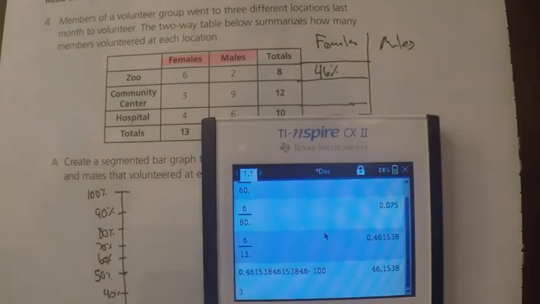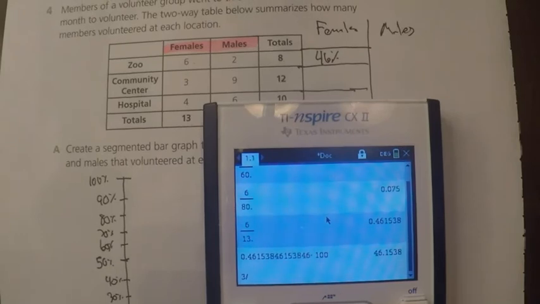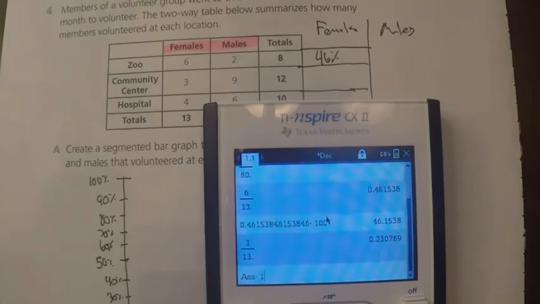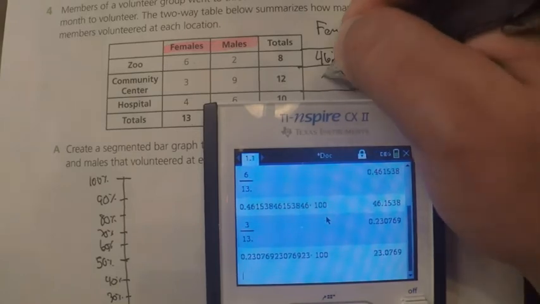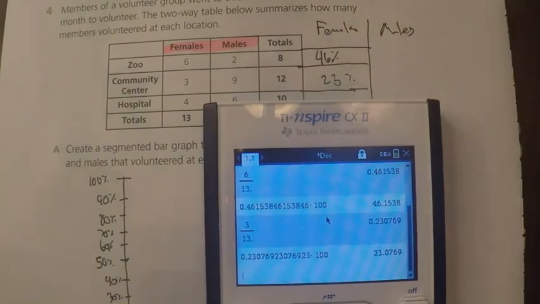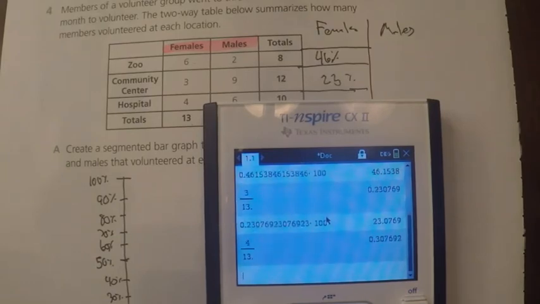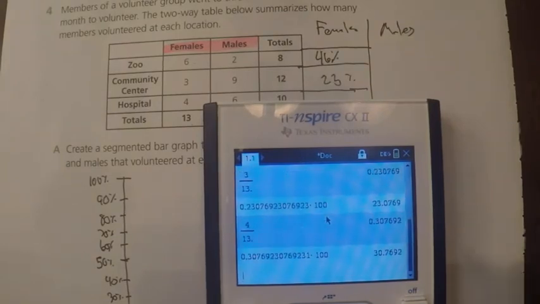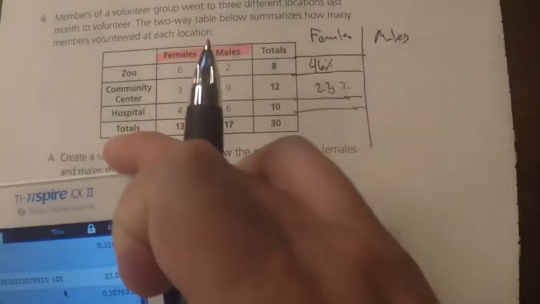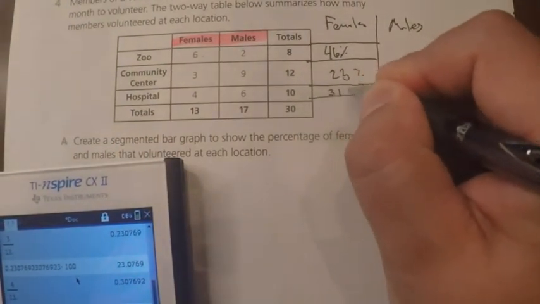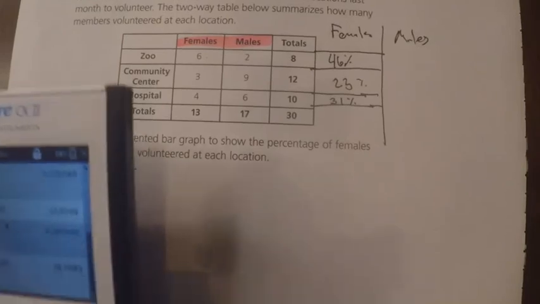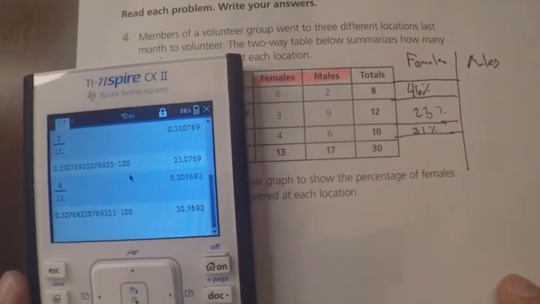3, right, divided by 13 with our decimal point times 100, and we get that it's 23%. Right at the community center, then at the hospital, 4 divided by 13 decimal point times 100, we get that to be 31% if we're rounding here. 31%. Now we can go through and do the same thing with the males here.